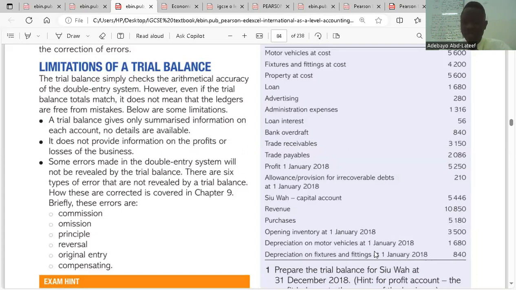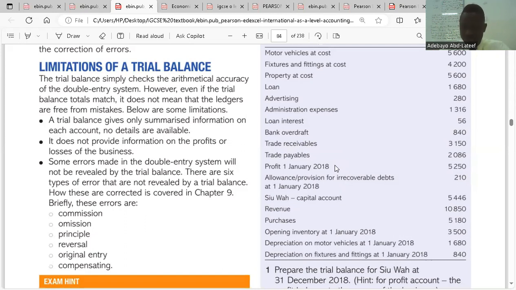Trade receivables is a debit entry because it represents the number of debtors we have, which is an asset for the business. We call it current asset. Trade payables represents our credit suppliers, which is a credit entry. Profit is an income for the business, so it's going to be on the credit side of the trial balance. Provision for irrecoverable debts is a credit entry. Siwa's capital account. Capital is a credit entry.